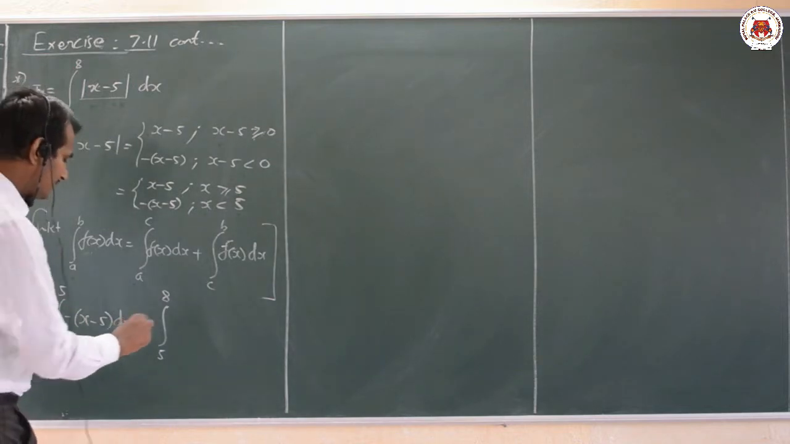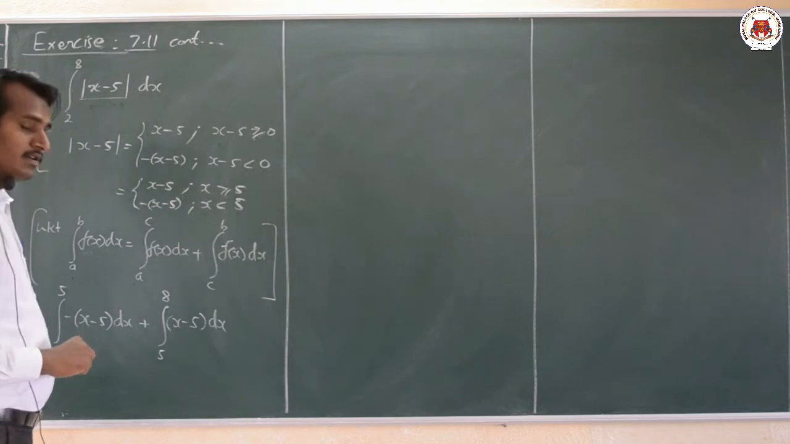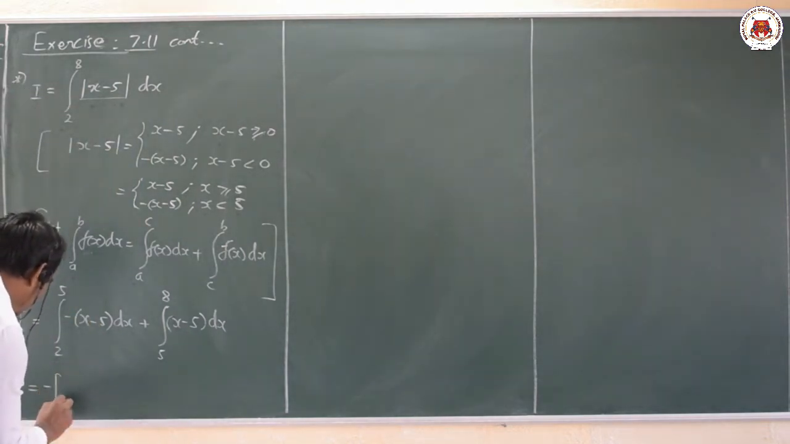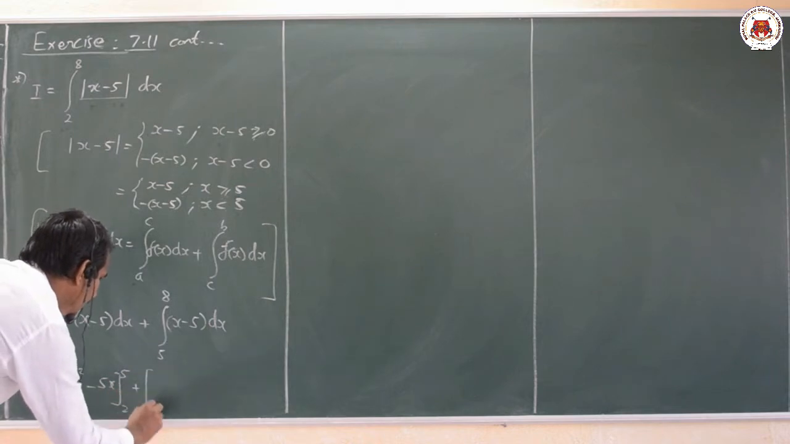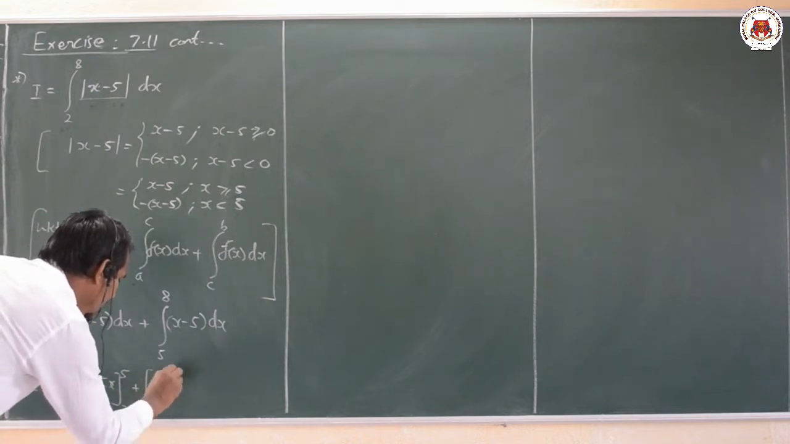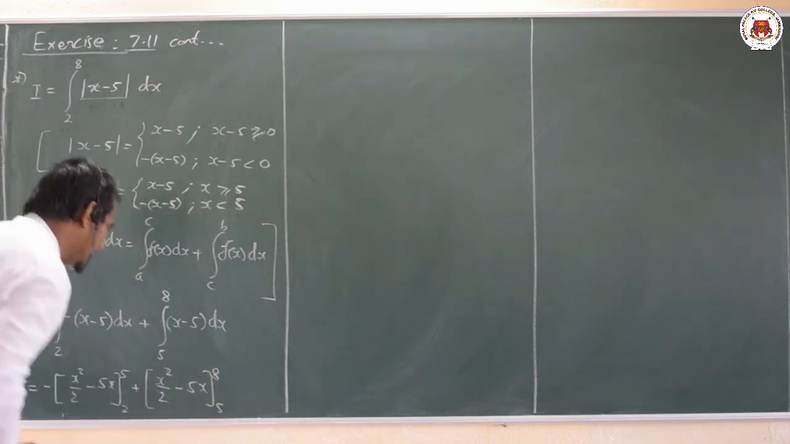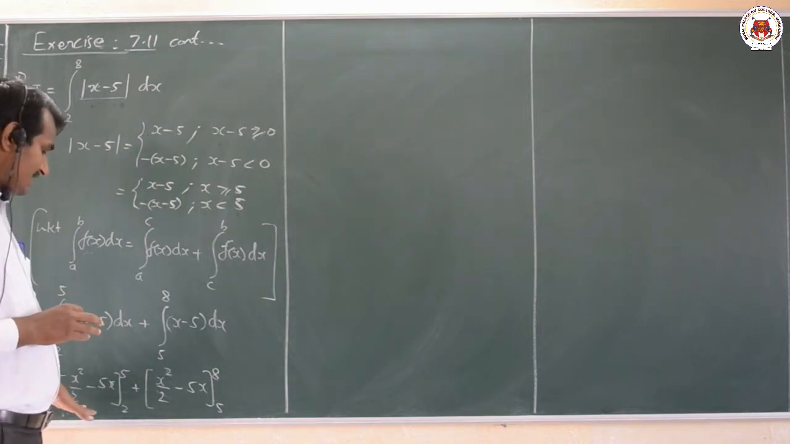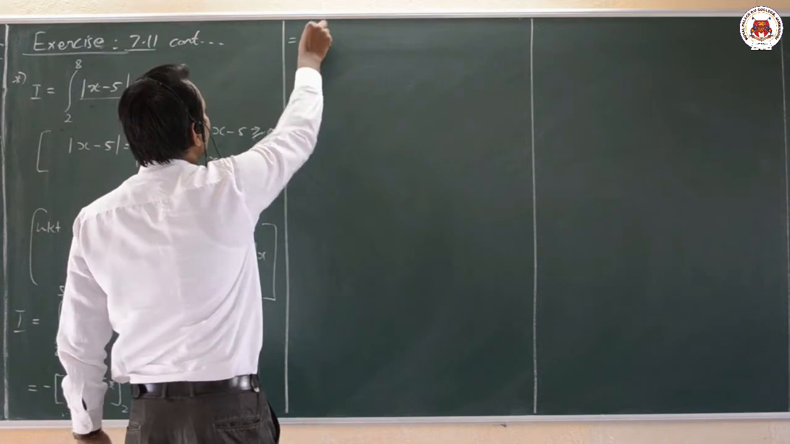Now what we get is x minus 5 into dx for the second part. Now easily you can integrate it, very simple thing. If I take the minus sign outside as common, the integration of x is x square by 2 minus 5x between the limits 2 to 5, plus x square by 2 minus 5x between the limits 5 to 8. Integration is completed. Now we shall substitute the upper limit minus the lower limit.